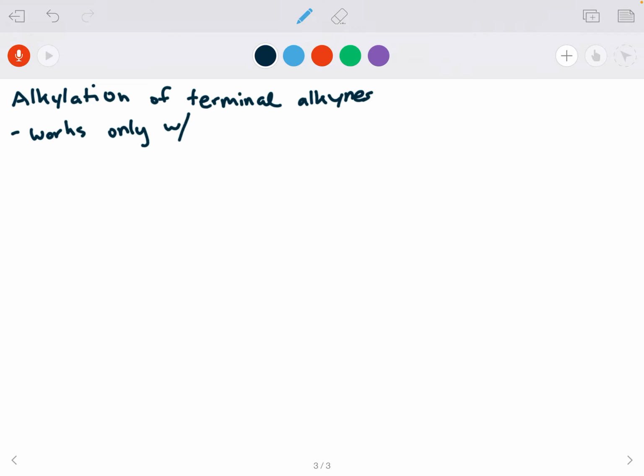Now the last alkyne reaction I'm going to review in this series of videos is the alkylation of terminal alkynes. And this will work only with either a methyl or a primary halide as your reactant. And you'll see why when we go through the mechanism of this.